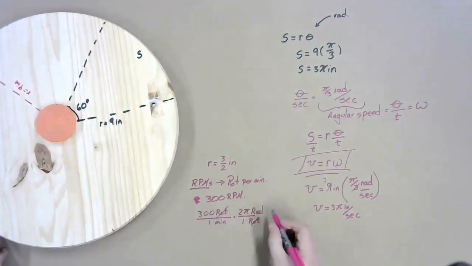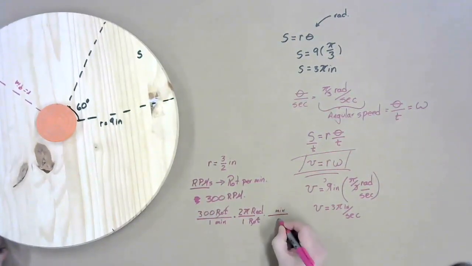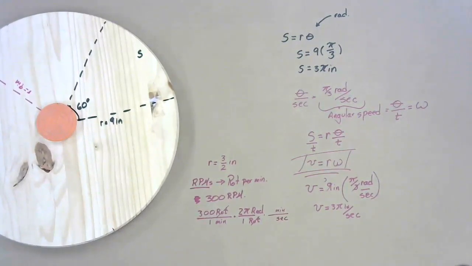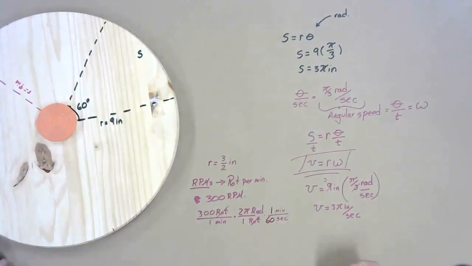But while we're here, why don't we turn those minutes into seconds just for practice? So if we want to turn these per minutes into per seconds, we have to get rid of minutes. Minutes is on top now, so they'll cancel. Get rid of minutes and put in seconds. Again, all we have to know is how many seconds are in a minute. Ideally, we know that.